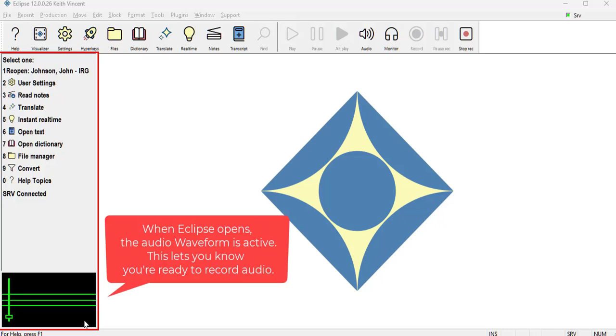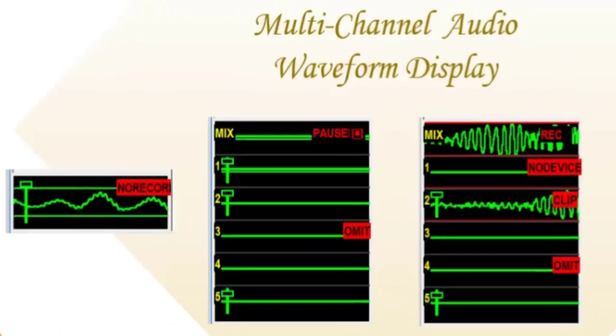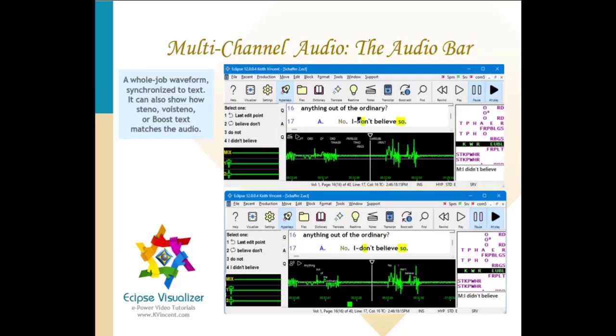For instance, on opening the program, you'll notice that the audio waveform in the info bar is active to let you know that you are ready to record. The waveform can instantly let you know whether you are recording, perhaps are experiencing clipping that will lead to distortion, or perhaps have a device that has become disconnected, in which case you can reconnect the device without having to restart real-time translation.